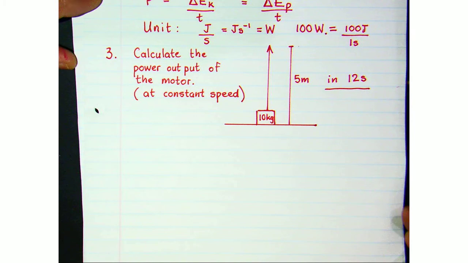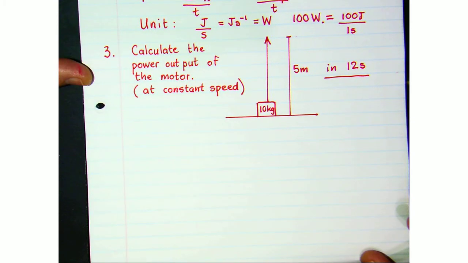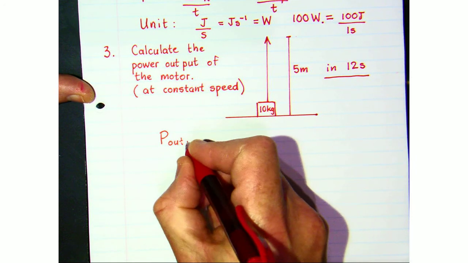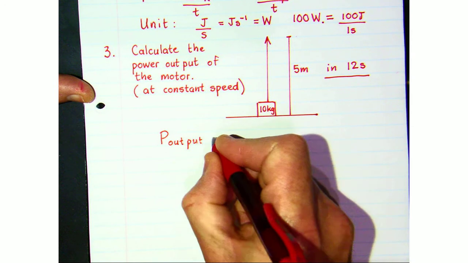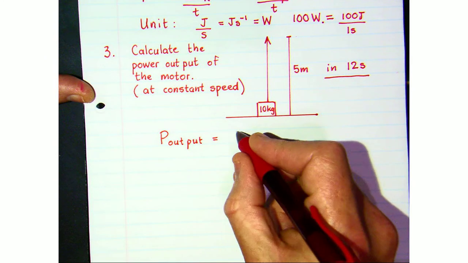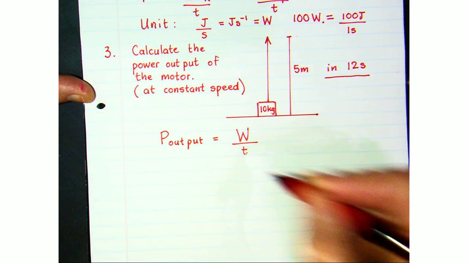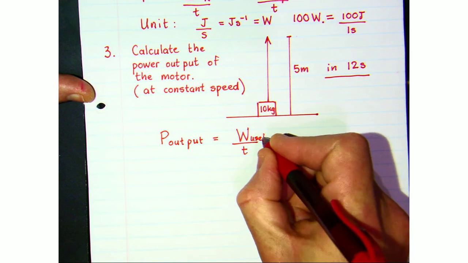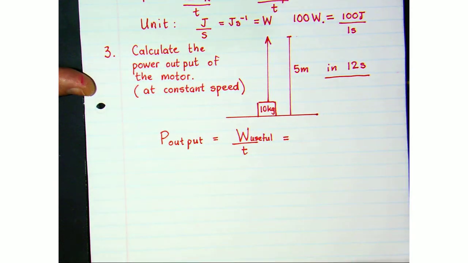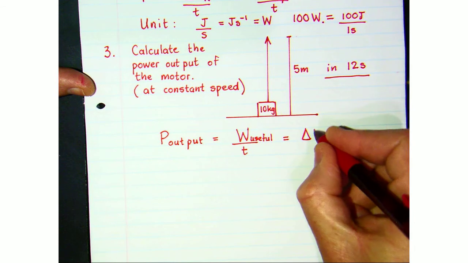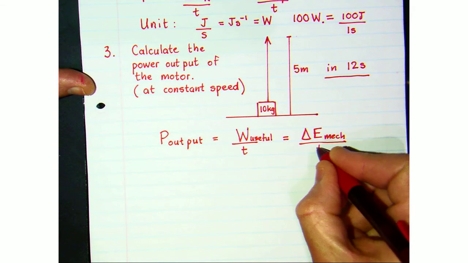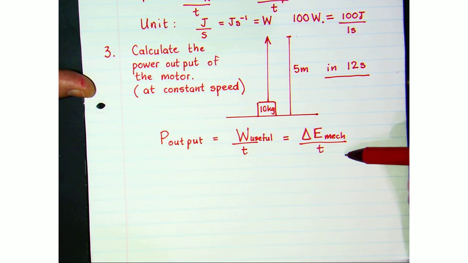Okay, since you've tried that, let's go over the answer. We're trying to calculate the power output of this motor. And power is defined as the rate at which work is done. But this time we're considering useful work. Useful work done is considered to be a change in mechanical energy. And we're going to divide that by time. The rate at which mechanical energy changes would be the power output of this motor.